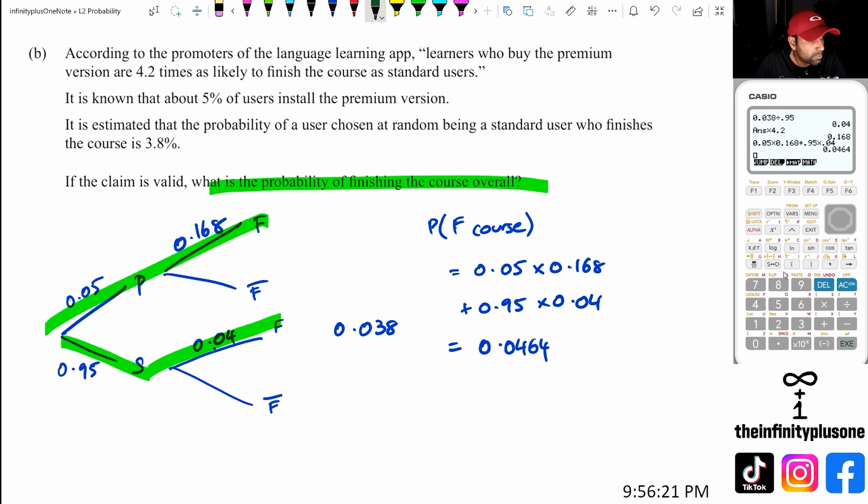So grades wise, the probability of finishing for a standard user found, that's the 0.04. So you get achieved for this part of it. And then for this part, you end up with a merit. Cool. Off we go to the next question.